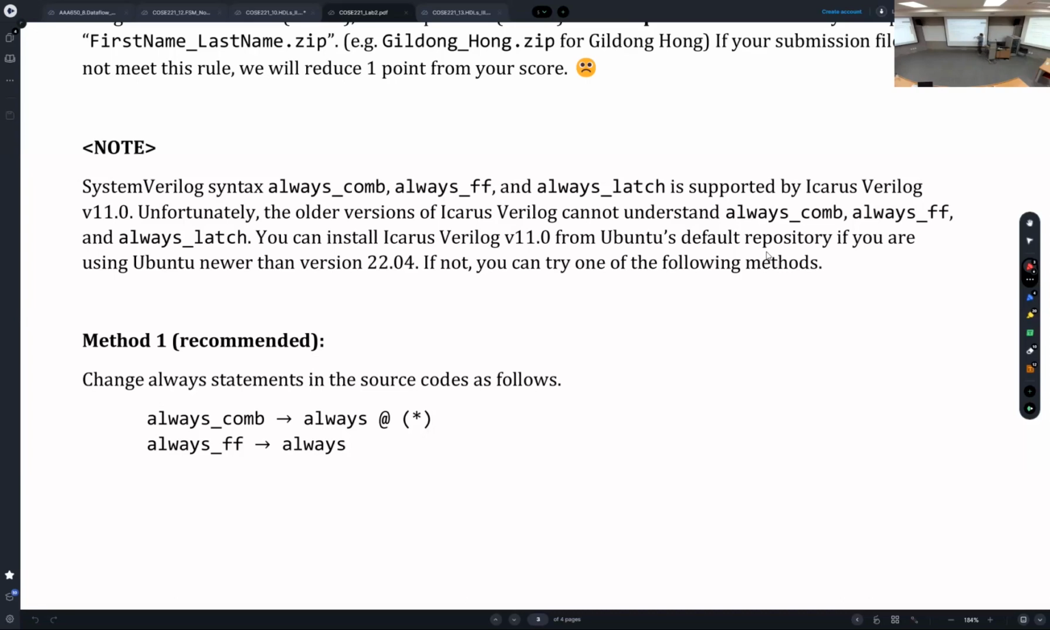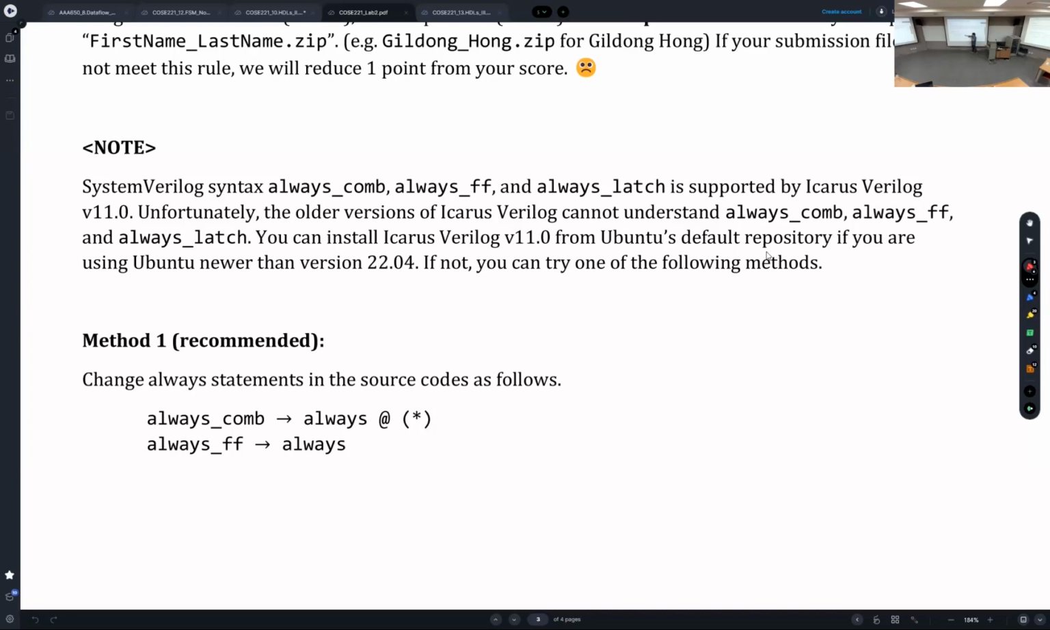If you are using Ubuntu 22.04, then it's okay, because the basic version of Icarus Verilog there is version 11. But if you are using an older version of Ubuntu, then an older version will be installed. In this case, you cannot use these statements. There are two methods for fixing this problem. The first method is the recommended method.